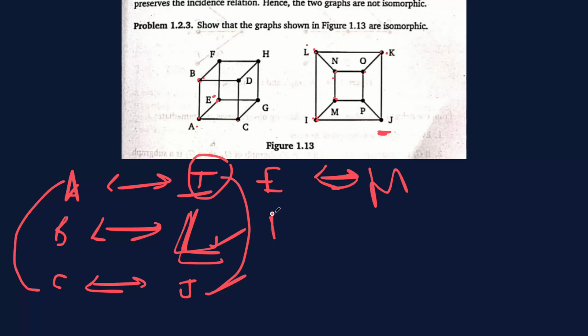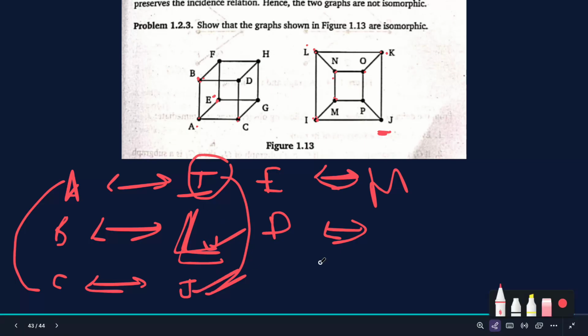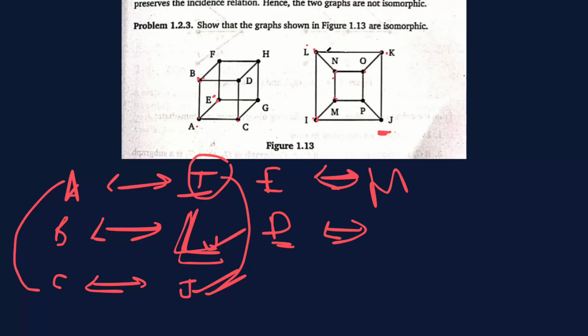Now let's consider D. D should have a connection with C and also with B. So if D is connected with C and B, and C and B are J and L, I want to find a correspondence for D which is connected to L and J. This is L, this is J. One vertex that is connected with L and J is I, right? And there is also one vertex K that is connected to L and J. So let's say D can be K.